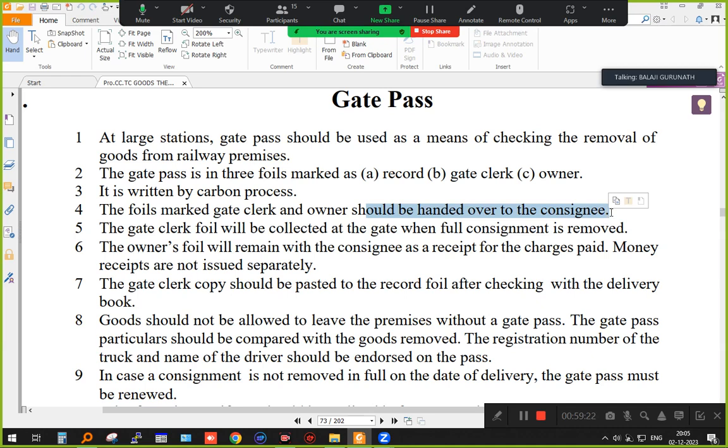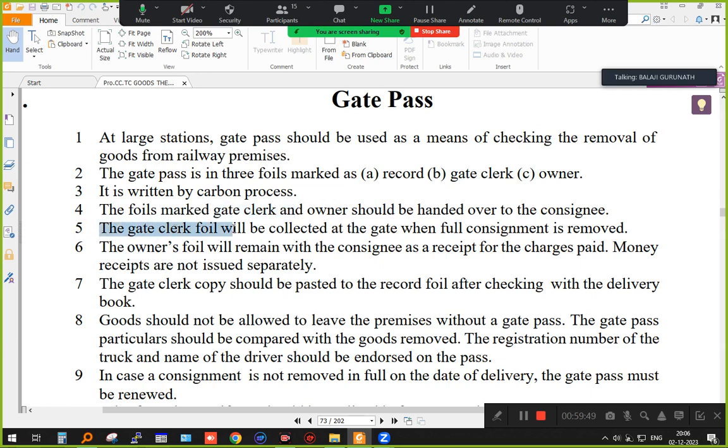So the consignee gets two copies of the gate pass: the goods gate clerk copy and the owner copy. Now what does the owner do? The owner takes both of these, signs in the delivery book, does everything. He takes both the gate clerk copy and the owner copy to the gate and surrenders it to the gate clerk. Which one? Only the gate clerk copy.